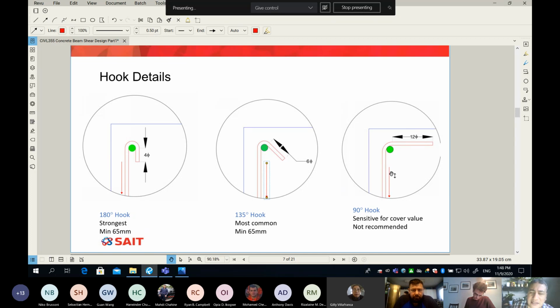This one on the right, 90, is very sensitive to the cover. When I say cover, I'm referring to this distance from here to there. So if this distance is not really maintained, you will be in trouble. And that's why I'm not recommending anyone to use this kind of 90 degrees hook. Most commonly, we use 135 degrees. Remember, every hook comes with a minimum length.